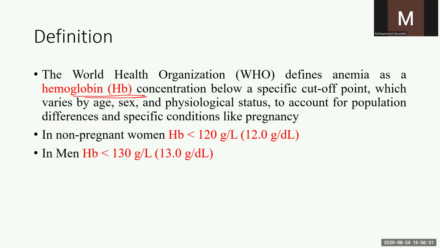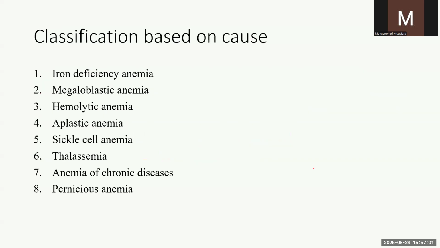There is a specific cutoff point which varies by age, sex, and physiological status, to account for population differences and specific conditions like pregnancy. Okay, so it means a decrease in the hemoglobin levels in non-pregnant women as well as in men, which is lower than 12 grams per dl in women and 13 grams per dl in men. It is considered as anemia. If it is more than this, it is considered as normal.